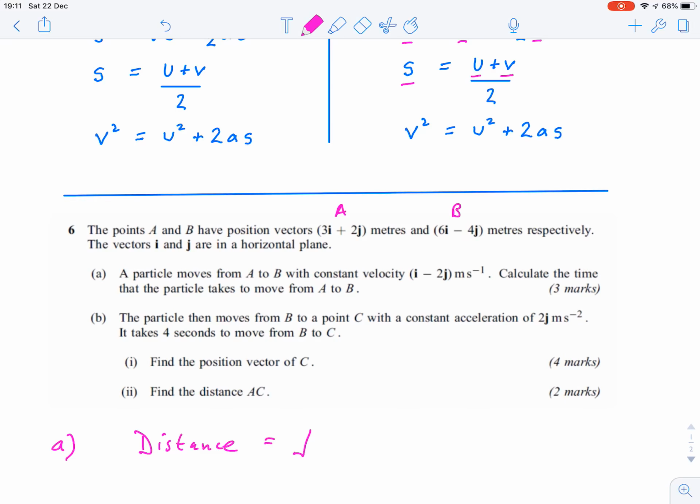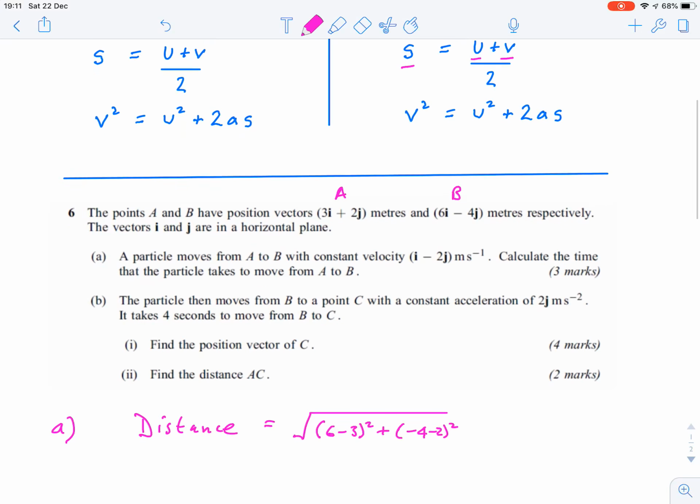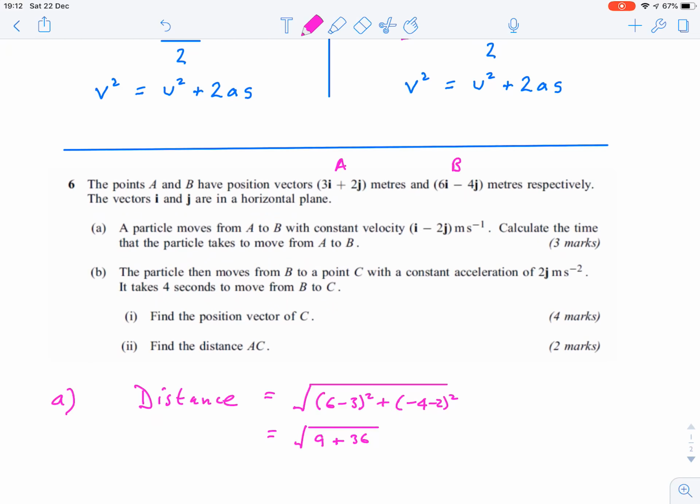The distance will be the square root of 6 minus 3 squared, I'm looking at the i components, plus minus 4 minus 2 squared. And that's equal to the square root of 3 squared, which is 9, plus minus 6 squared, which is 36. And so that's equal to the square root of 45.